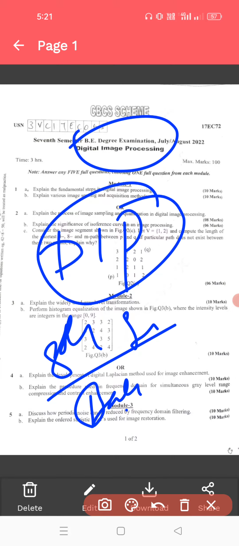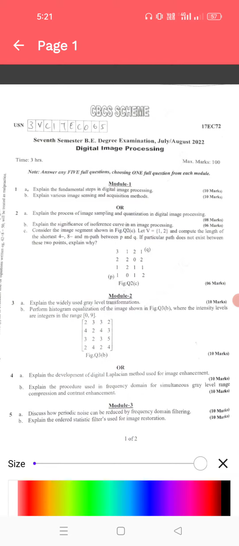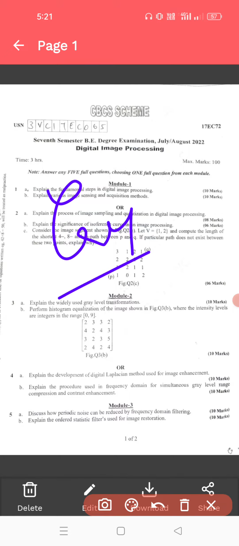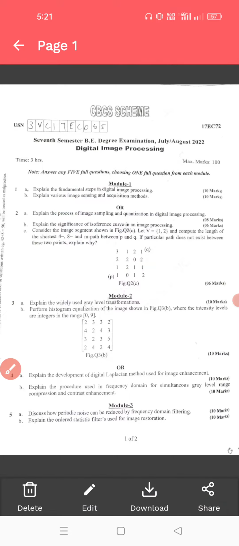Today, they have written the examination and they told that the question paper is ECE. So this is a question paper of digital image processing of 17 scheme. Two schemes are there, 15 EC and 17 EC. So this first paper which I am showing you is 17 EC 72.